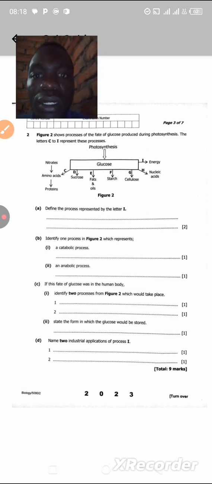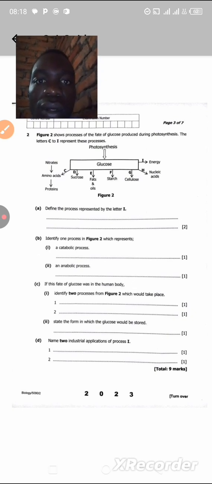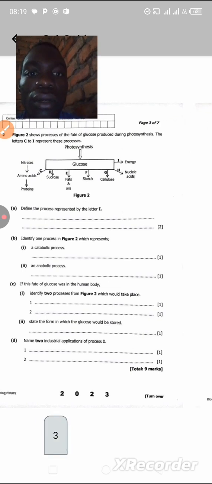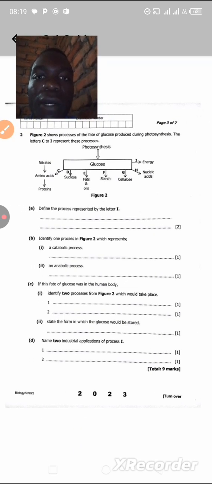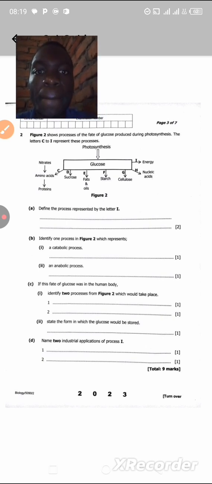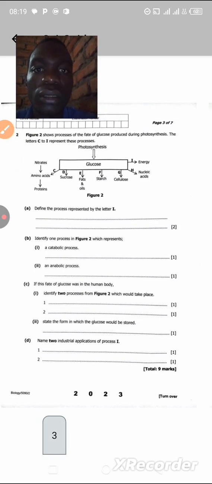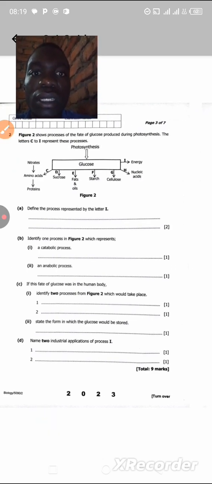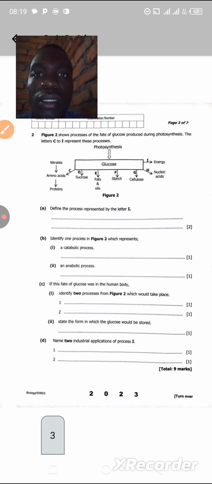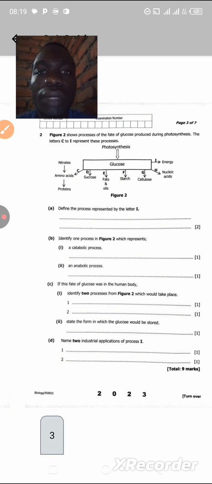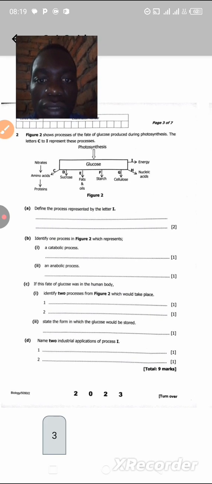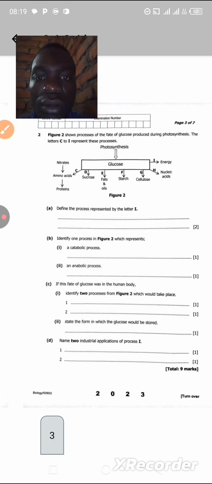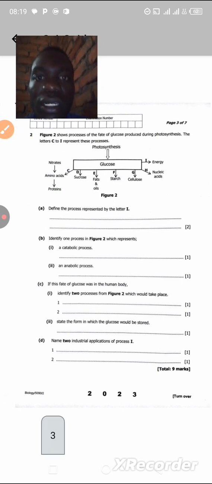Now let us go to question 1. This question is coming from photosynthesis as well as metabolic reactions, as well as metabolism. Of course, there are many metabolism questions here, as we will go through these questions.